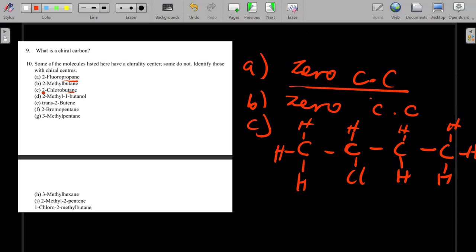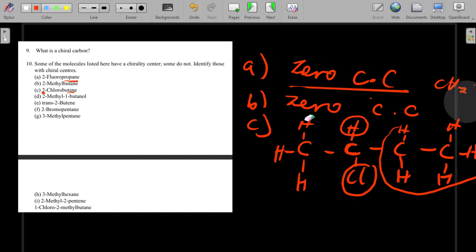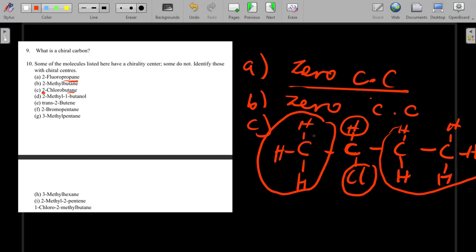This one here. It is attached to hydrogen. It is attached to chlorine. These are 2 different atoms. It is attached to this group. You notice that this is an ethyl group. This is CH2CH3, which is an ethyl group. Then this side has a methyl group. So these are 2 different groups. So it has 4 different atoms and groups attached to it. So this carbon number 2 here is a chiral carbon. So this one is a chiral carbon.